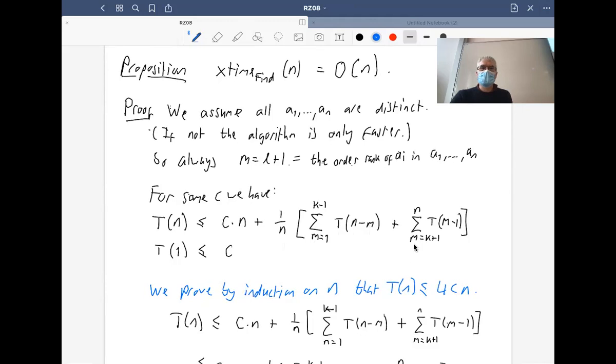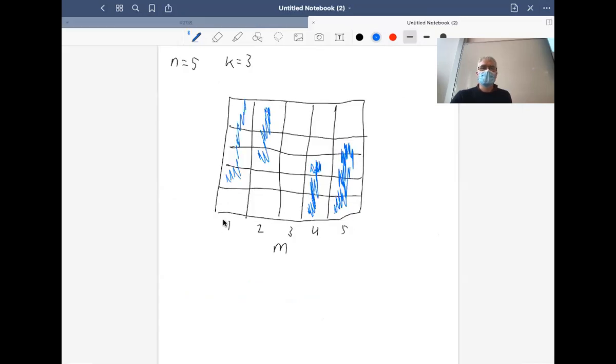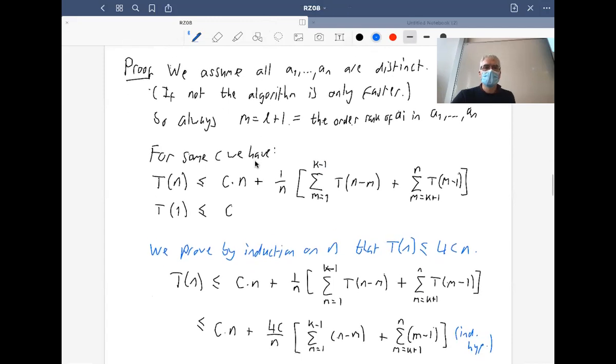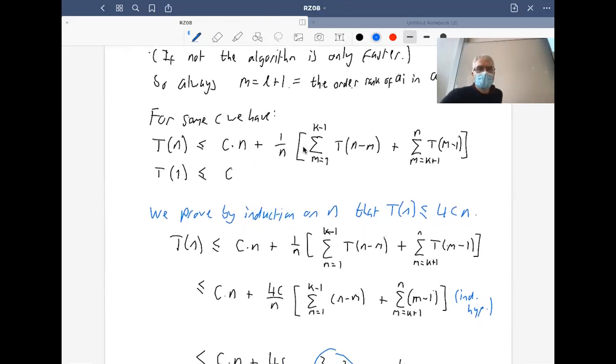And in the case that M is strictly greater than K, we end up doing a recursive call to M minus 1. So here we see if M was less than K of 3, we're doing a recursive call to n minus M, so n minus 1 here, so 5 minus 1 here, 5 minus 2 here. And here, when it's greater than K, we end up doing a recursive call to n minus 1, so 4 minus 1 here and 5 minus 1 here. And there was a 1 over n chance of any one of those happening.